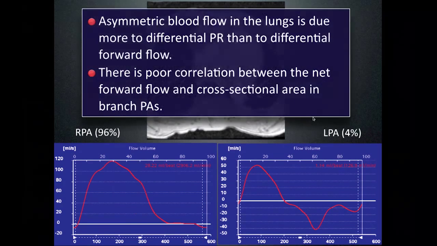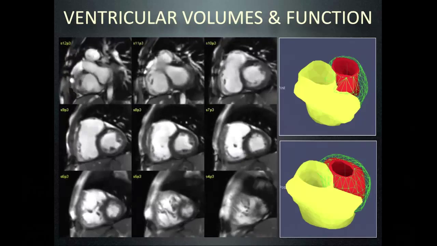In this case, what it means is that asymmetric blood flow in the lungs is very, very common, and is due more to differential pulmonary regurgitation than to differential forward flow. And then there is a poor correlation between the net forward flow and cross-sectional area in branch pulmonary arteries. So before we had these physiologic studies, we used to look at the pulmonary arteries by size, Nakata index and McGoon index, those types of things. However, that can be very, very misleading if you don't know the blood flow. That's why blood flow assessment is important.